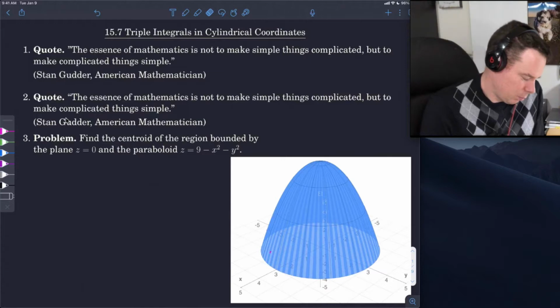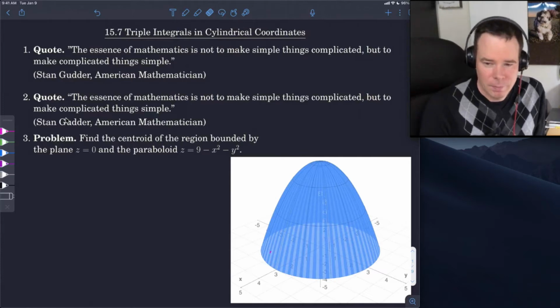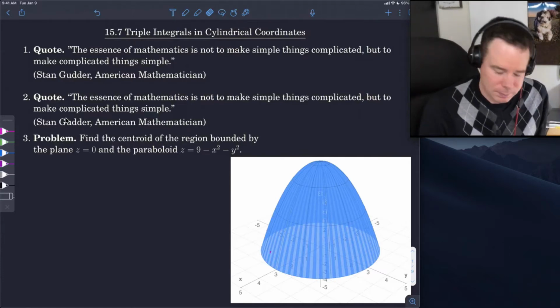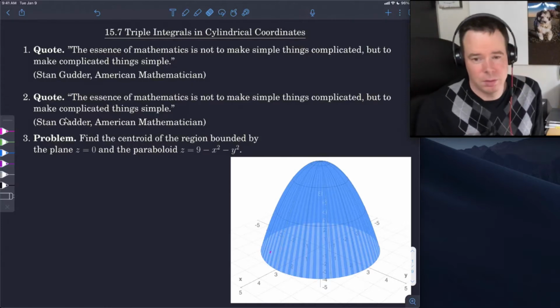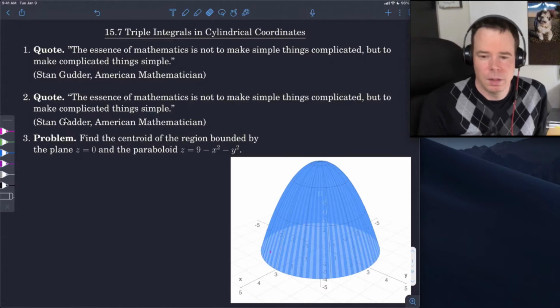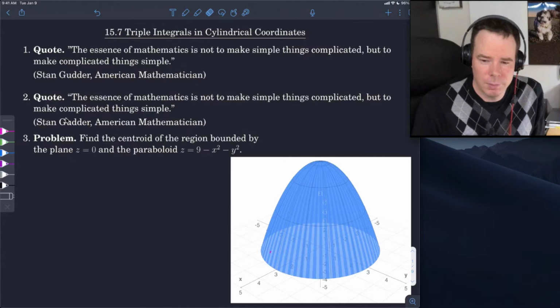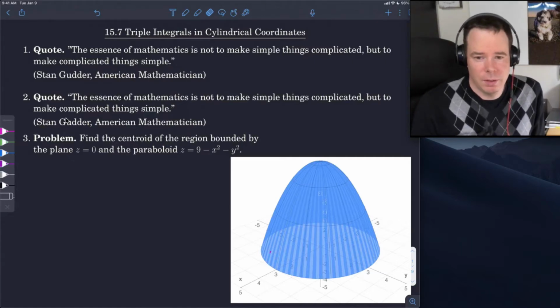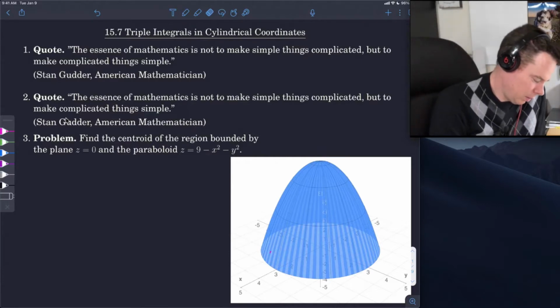Suppose we've got the problem of finding the centroid of the region bounded by the plane z equals 0, so the xy plane, and the paraboloid, given by that equation there. So that's this region that's sketched. We're trying to find the centroid, so the x center, the y center, and the z center of mass, if you think of this as a constant density object or solid. And the way we do that is we pick a variable to integrate with respect to first. In this case, it would probably be the z first. So we do a z first integral.